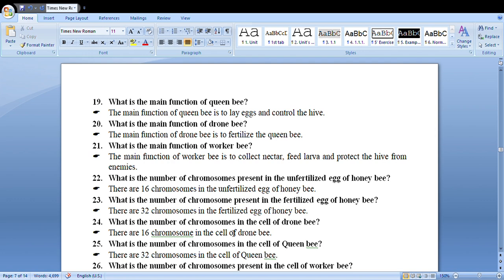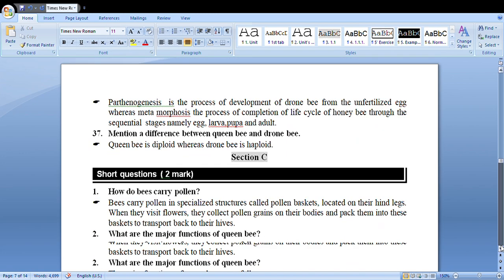What is the number of chromosomes in the cell of drone bee? There are 16 chromosomes in the cell of drone bee. What is the number of chromosomes in the cell of queen bee? Obviously 32 chromosomes in the cell of queen bee.